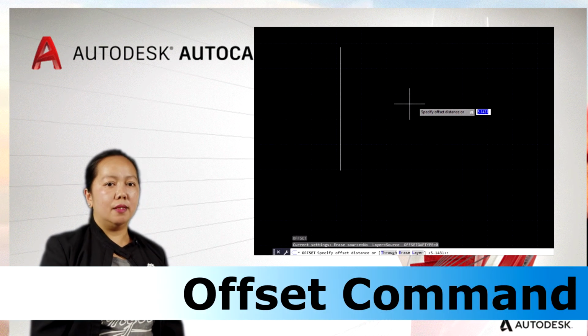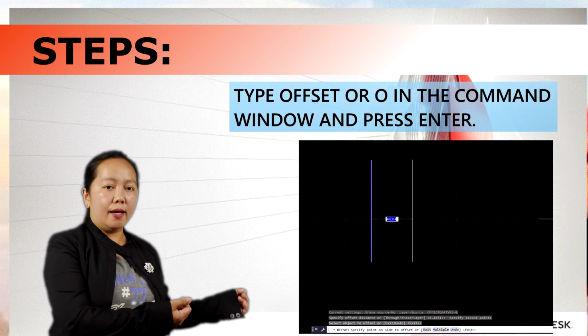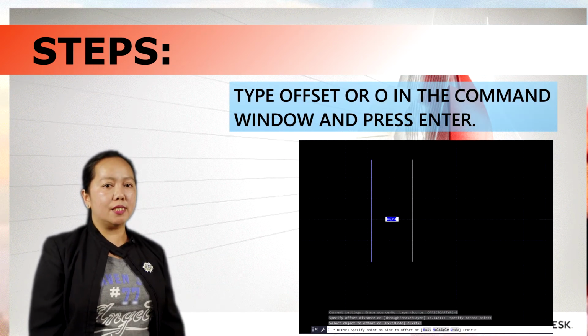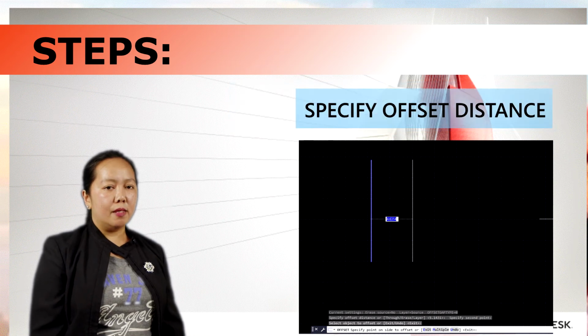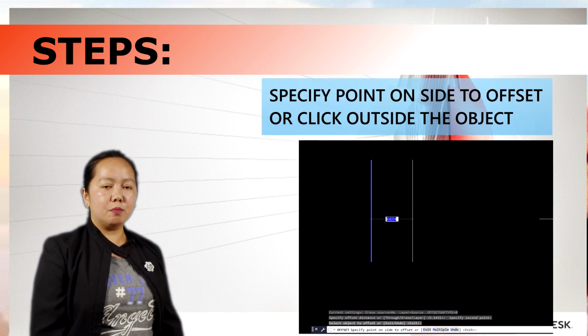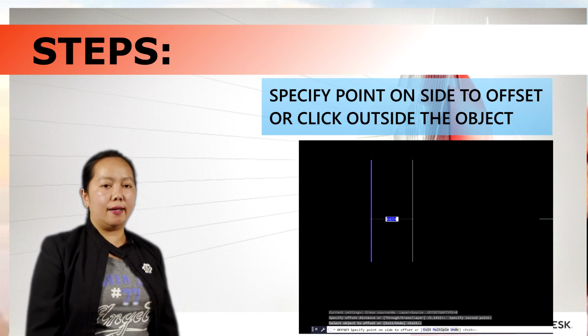Offset command. The offset or O command is used to duplicate one or more drawing entities at a specified measure of displacement without erasing the original. Steps. Type offset or O in the command window and press enter. Specify offset distance. Select object to offset. Specify point on side to offset or click outside the object.